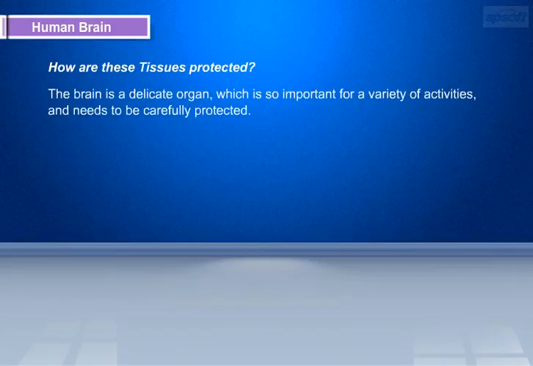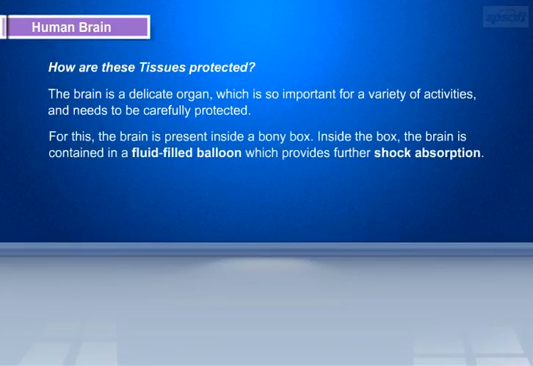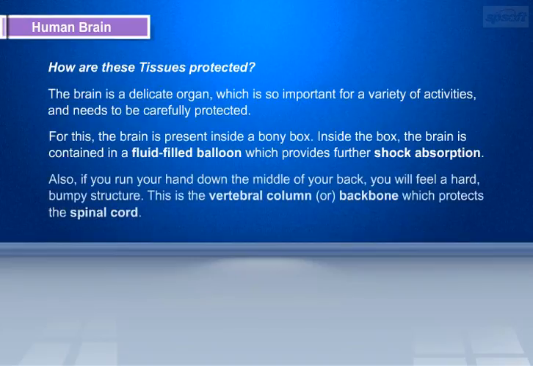Let us discuss how the brain and spinal cord are protected. How are these tissues protected? The brain is a delicate organ, which is so important for a variety of activities, and needs to be carefully protected. For this, the brain is present inside a bony box. Inside the box, the brain is contained in a fluid-filled balloon, which provides further shock absorption. Also, if you run your hand down the middle of your back, you will feel a hard bumpy structure. This is the vertebral column, or backbone, which protects the spinal cord.